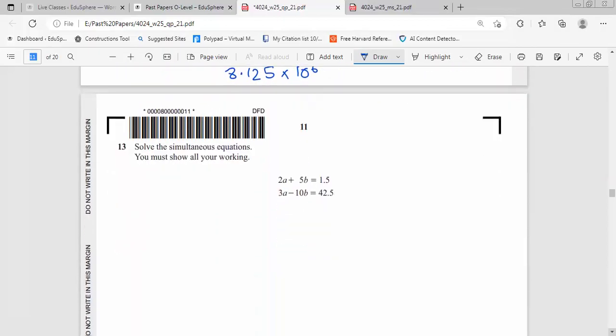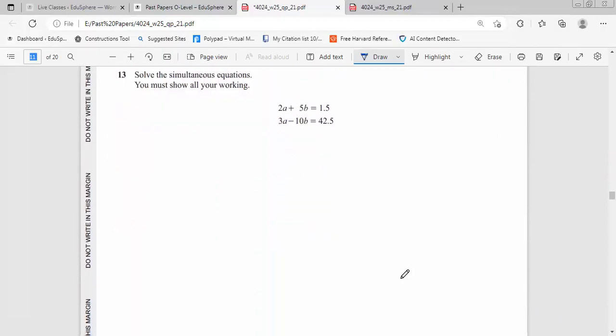Now, I hope it's clear. These are the simultaneous equations, and we must show our working. Again, it's totally up to us which methodology we are going to use to solve this.